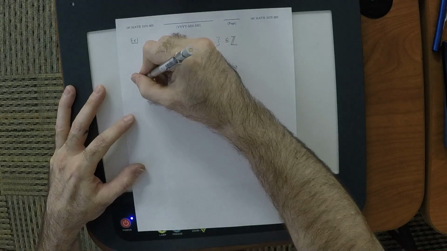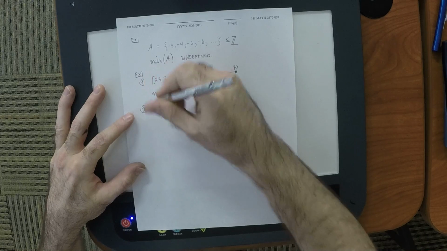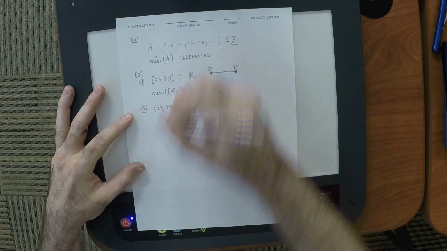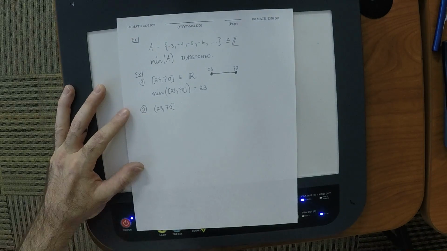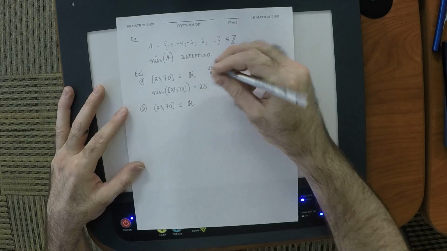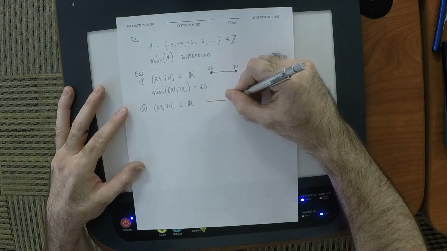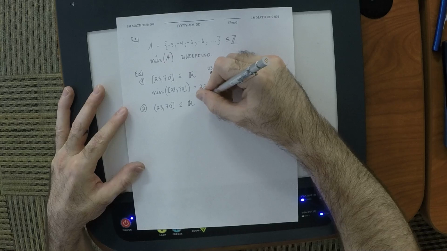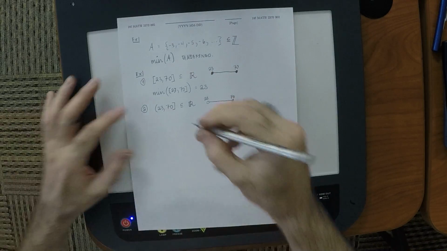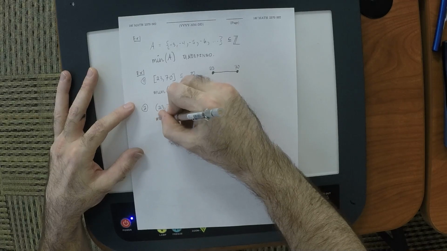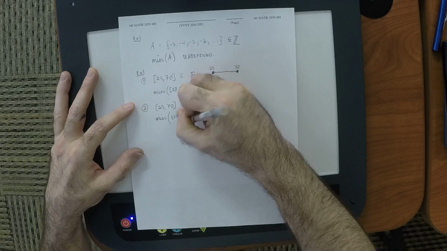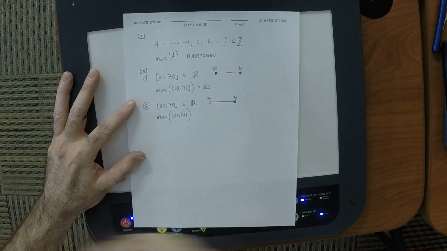All right, but what about this set? Which is to say the same interval, but I delete the point at 23. So how about this one? Does this one have a min? So does it have one? Does not.